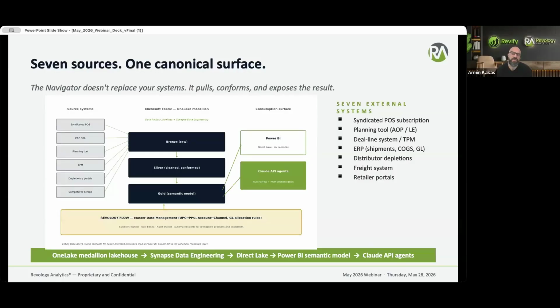It lands into a bronze environment. It's your raw data, we call it bronze environment, right? Then the data gets cleaned, it gets deduplicated, et cetera, right? That's your silver environment. And the gold environment is where the magic happens, right?